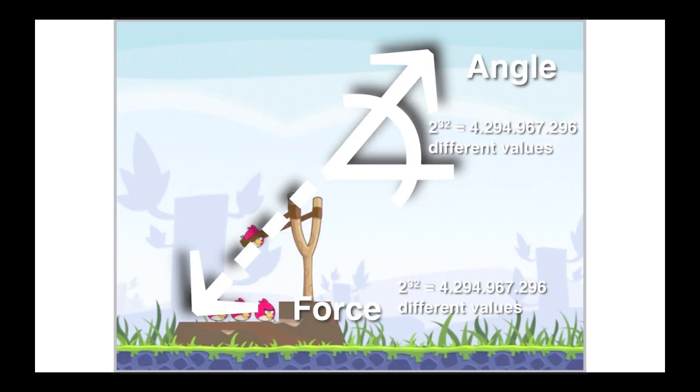Consider testing a simple game such as Angry Birds. With just two variables, angle and force, we still have 2 to the 64 possible combinations. It's impossible to consider all of the possibilities. We need a way to reduce these input values.